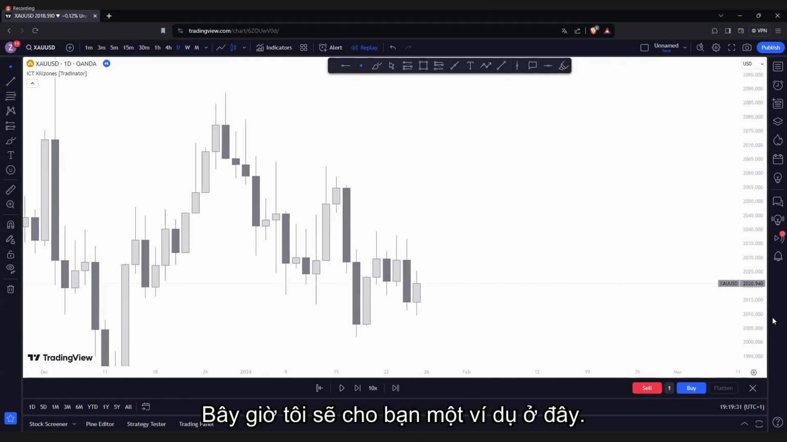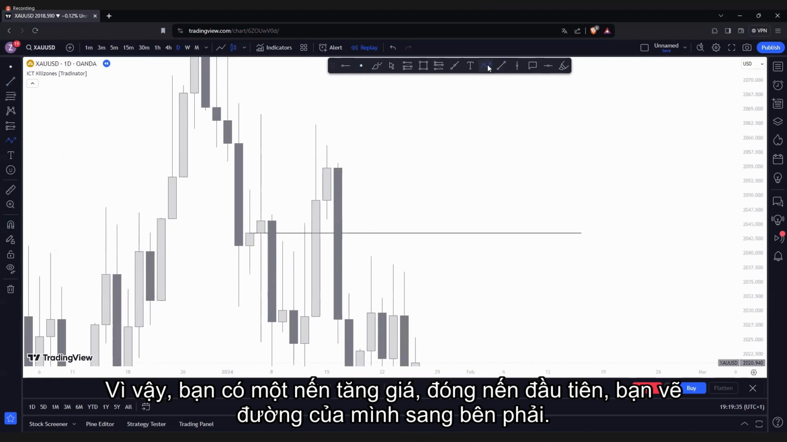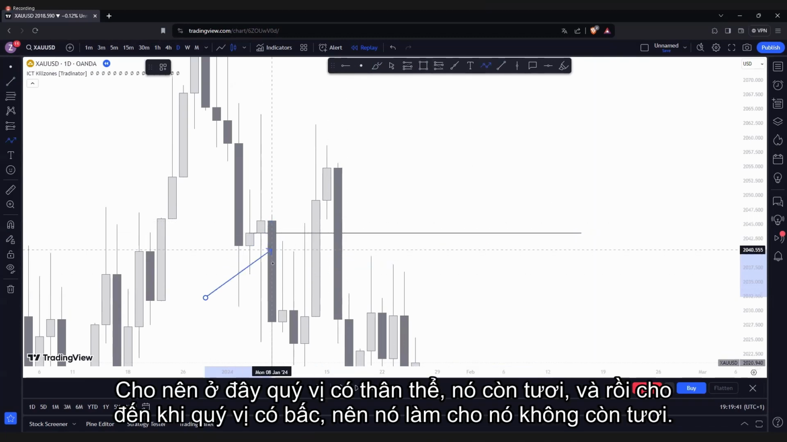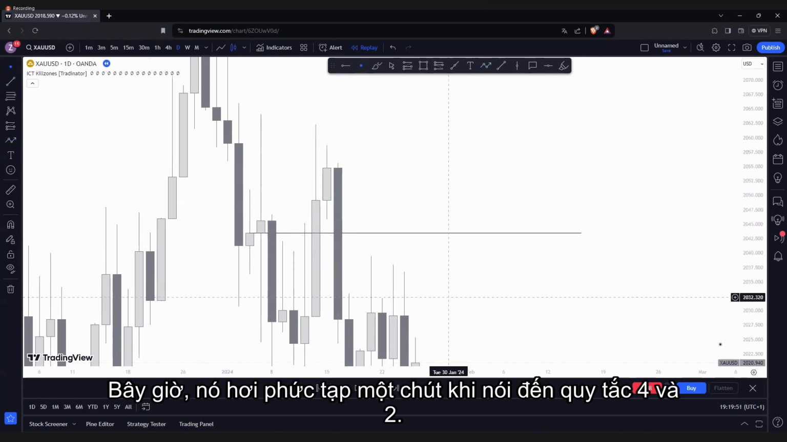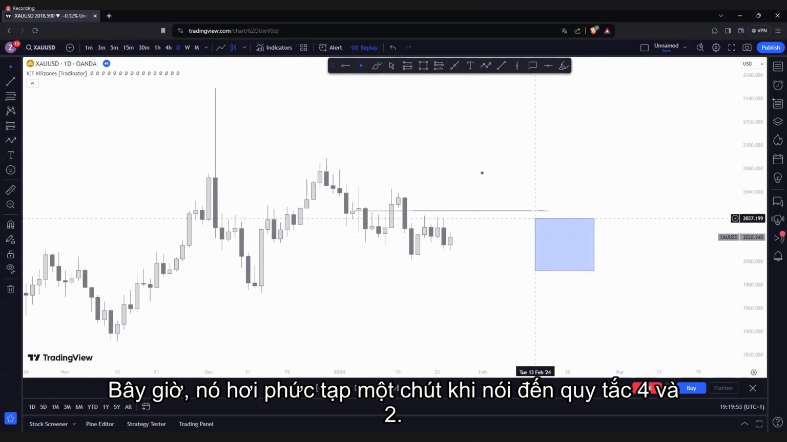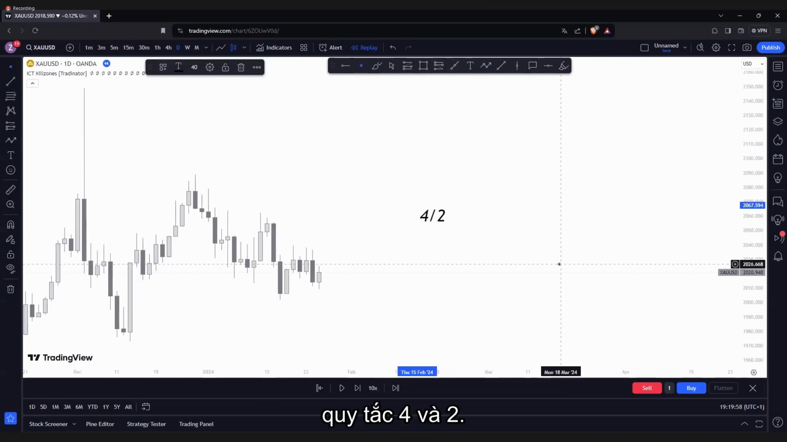Now, I'm going to give you an example here. You have a bullish candlestick, closing of the first one, you draw your line to the right. So here you have a body, it was still fresh, until you had your wick, so it made it unfresh. The price broke it once, twice, so it became fresh again. Now it gets a little bit complicated when it comes to the 4 and 2 rule.